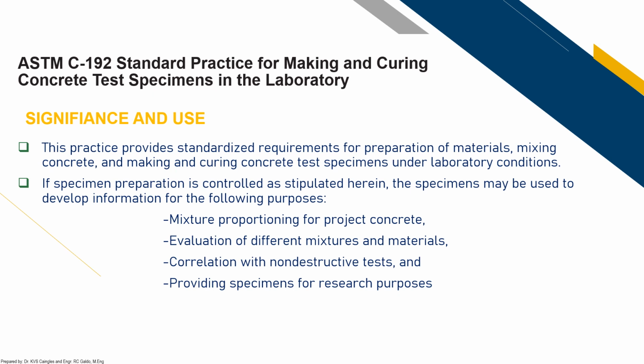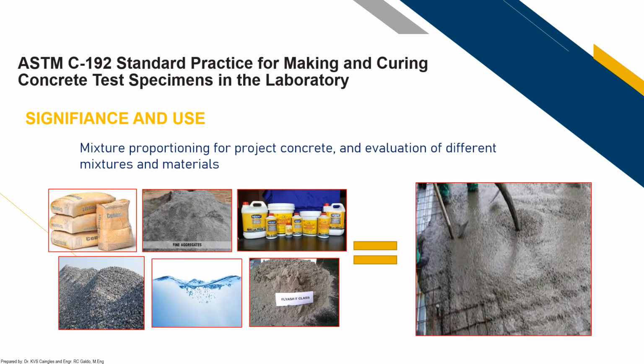So we are going to explain one by one the significance. Okay, so first, through this standard procedure or standard practice, we would be able to know the proper proportioning and the ideal proportioning of your concrete components, which denotes cement, fine aggregates, water, and if applicable, admixture. It is through this making and curing of test specimen in the laboratory that we'll be able to determine proper proportioning or mixture of the concrete.